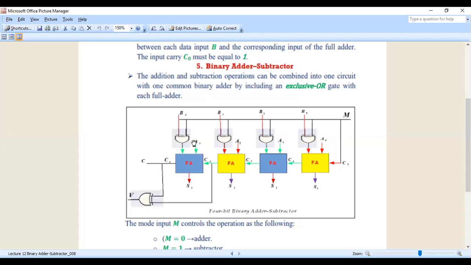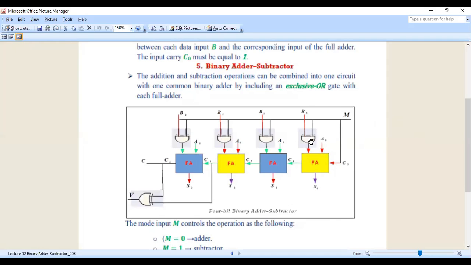So here A3 is 0, A2 is 1, A1 is 1, A0 is 0, and B3, B2, B1, B0 is 0, 0, 1, 1. By default here we pass the M value as 1. Why? Because if M is equal to 1, the circuit diagram will perform subtraction. If M is equal to 0, the circuit diagram will perform addition. So B0 is 1 and M is equal to 1.